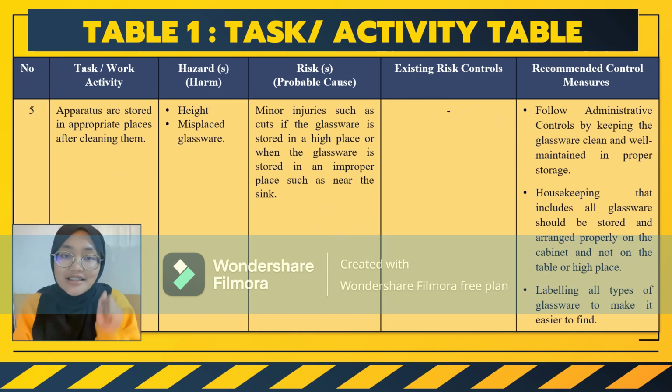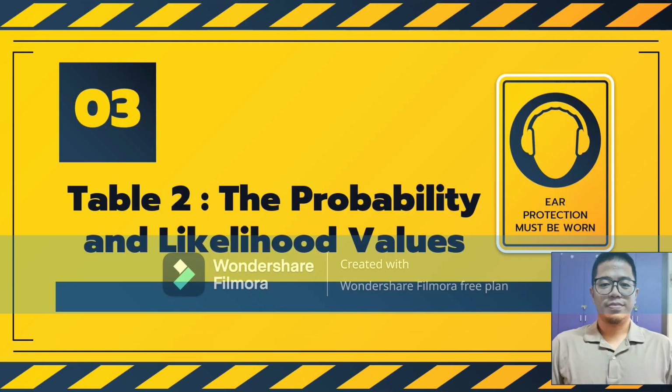The last task is storing the apparatus after cleaning them. The hazard from the task is high and also misplaced glassware. This can create minor injuries such as cuts when the glassware is put on high places or around the sink. The recommended control measure is to follow the administrative control by storing them in appropriate places such as cabinets and not in improper places such as the table or high places.